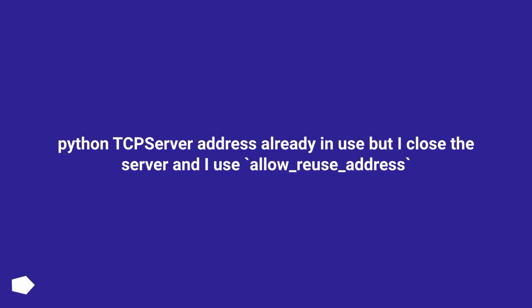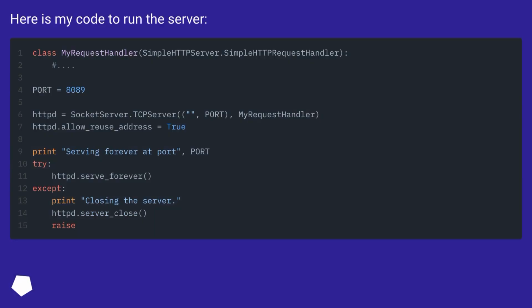Python server address already in use, but I close the server and I use allow_reuse_address. Here is my code to run the server. Yet this is what happens.